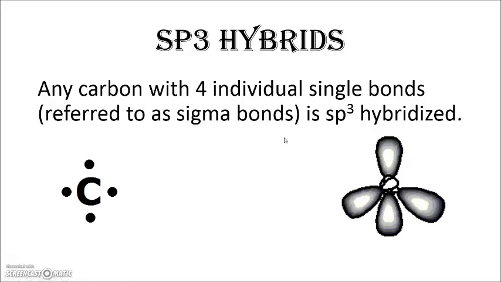All right. So, when we have sp3 hybrids, any carbon that has 4 individual single bonds, these are referred to as sigma bonds. You've probably heard a lot of teachers talking about sigma bonds and pi bonds. Any single bond is going to be called a sigma bond. If you have 4 single bonds around a carbon, and that's the most that you can have, don't ever draw a carbon with 5 bonds, okay? That means you have an sp3 hybridized carbon. So anytime I find a carbon with 4 bonds, it's going to have an sp3 hybridization.